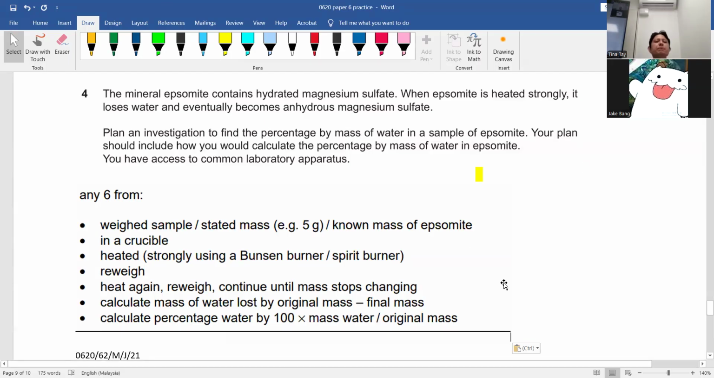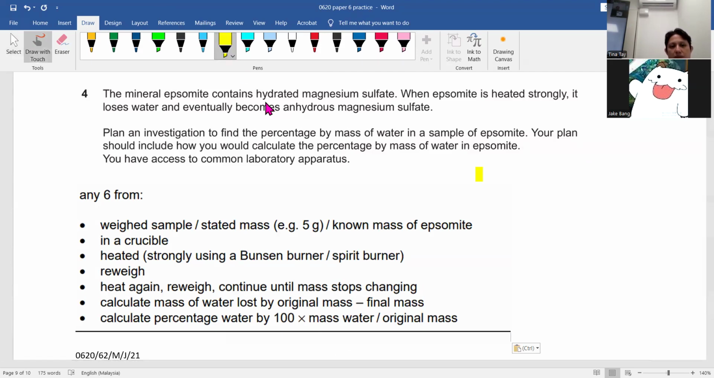The mineral epsomite contains hydrated magnesium sulfate. When it's heated strongly, it loses water and eventually becomes anhydrous. Plan an investigation to find the percentage of mass. Include how you would calculate the percentage. But this one is the same as before, you put 5 grams, you heat in a crucible. Just now was calcium heated in oxygen to get calcium oxide. This one is the other way around.